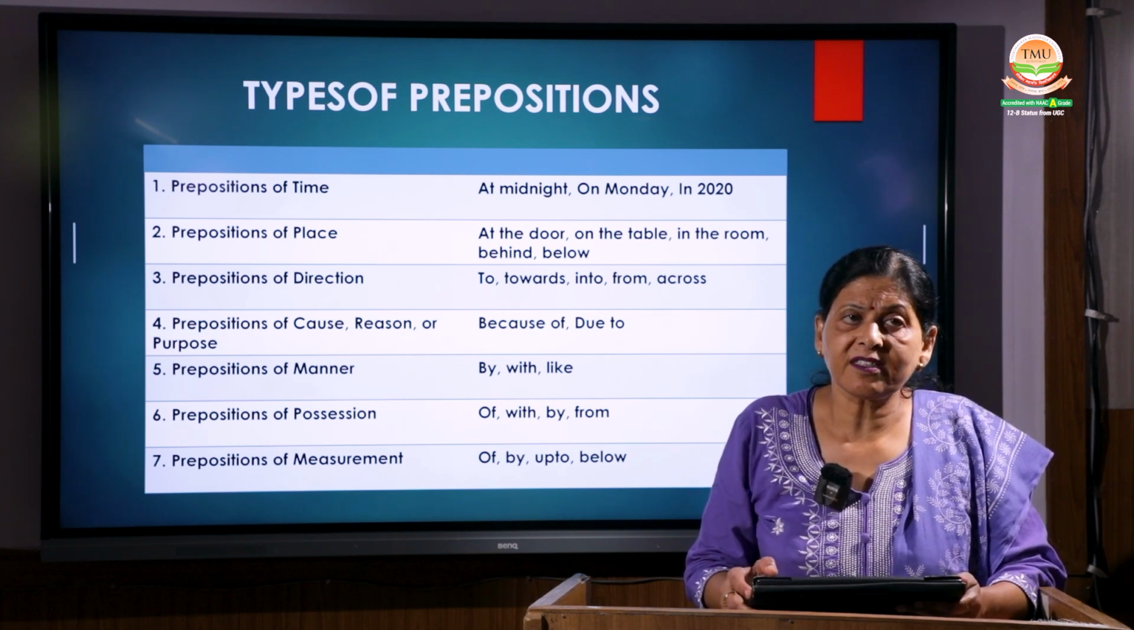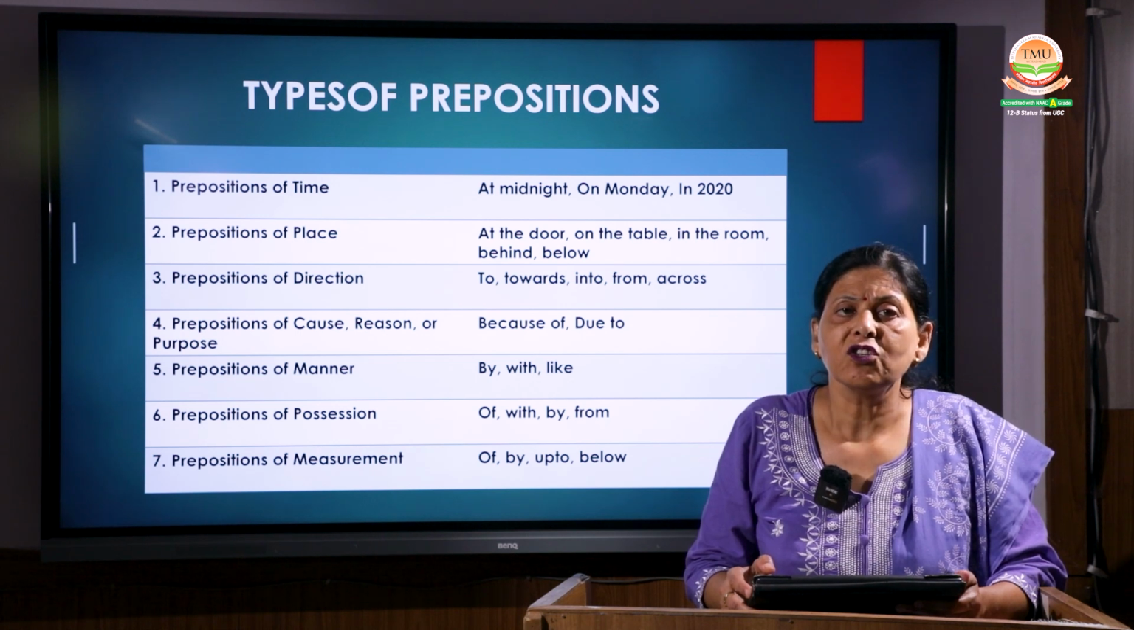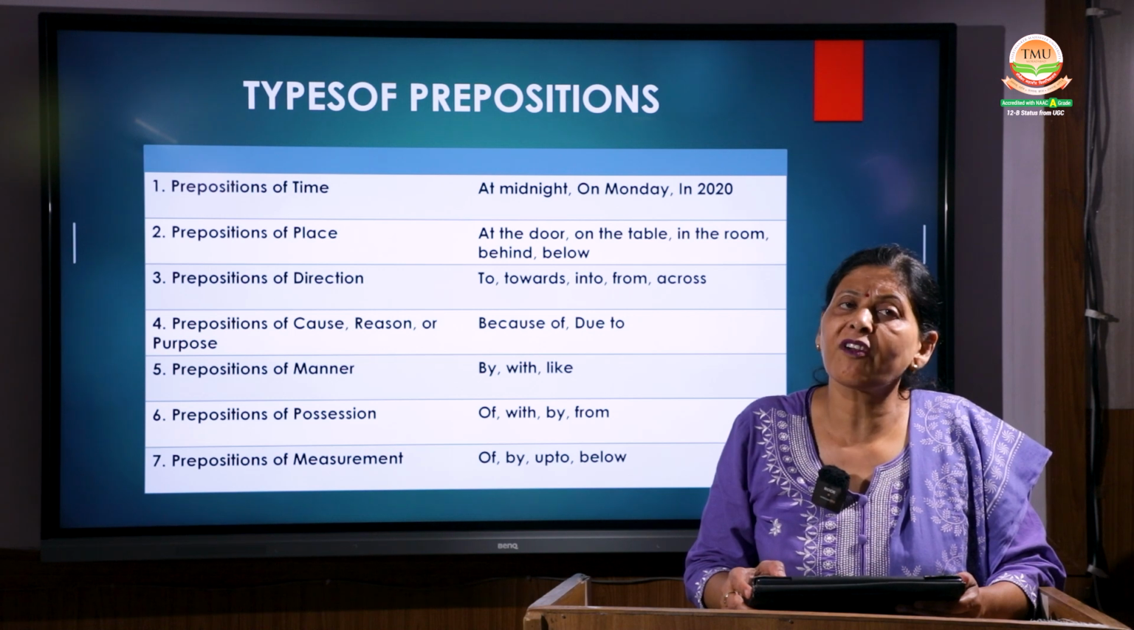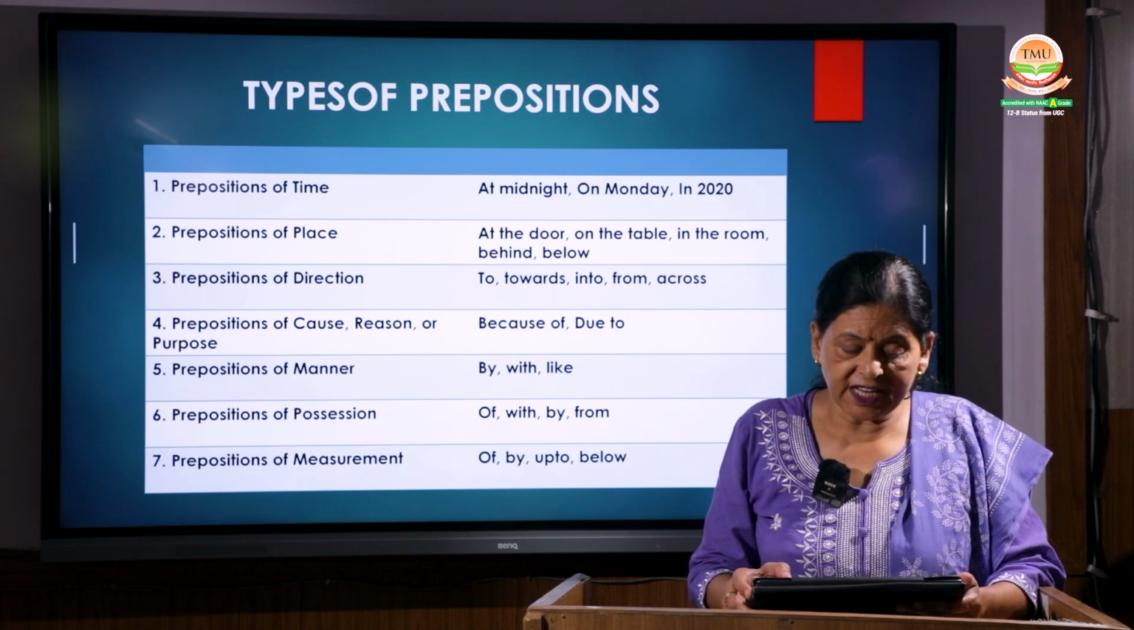I bought a dress like hers. So how did I buy? What kind of dress I bought? I bought a dress like hers, means the kind of dress she has.